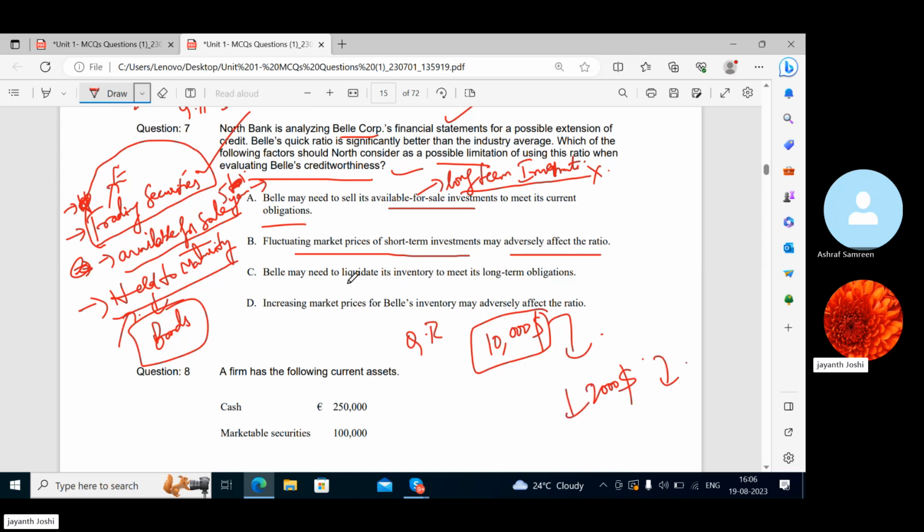Bele needing to liquidate inventory is not at all a part. Increasing market prices, inventory is not at all a part. So the option is second one, right? You can just once again assess. I'm going for the next question. See, practical anyone can do. Theory questions are the tricky ones here. So you should be focusing on them. That will make your concept stronger.